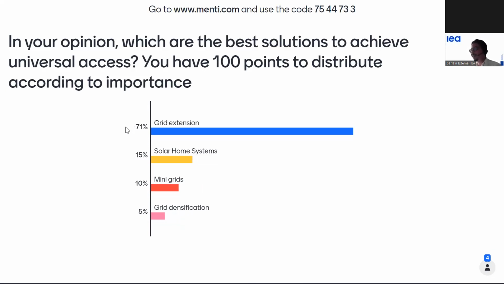Okay, I see the grid is the winner right now. By far, actually. We have the second place, solar home systems, then we have mini grids, and we have grid densification. Okay, a few seconds more, I leave you for the last of you who didn't answer yet. Okay, we lost a bit of grid extension, a bit more on grid densification. This is clearly the average between all your answers.